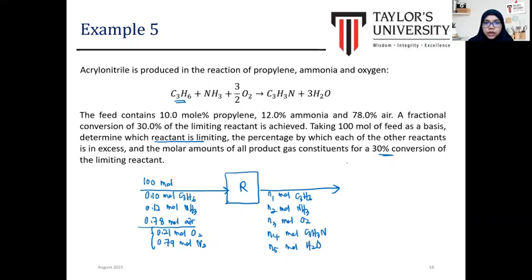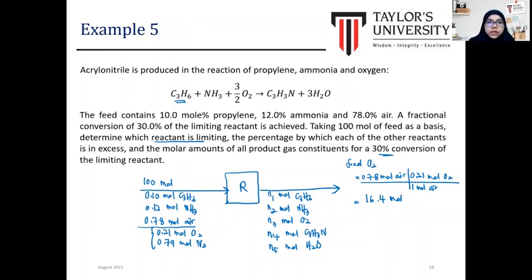So we need to start with the feed oxygen, because oxygen also will be present in the output stream here. So feed oxygen here equals 0.78 mole air here. So we have 1 mole air to 0.21 mole oxygen, right? So this oxygen is 16.4 mole of air.